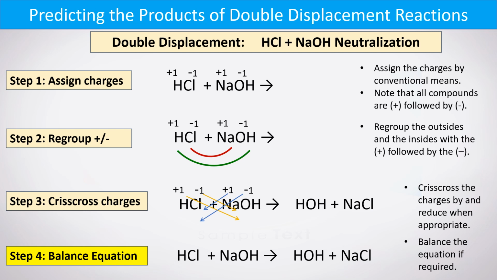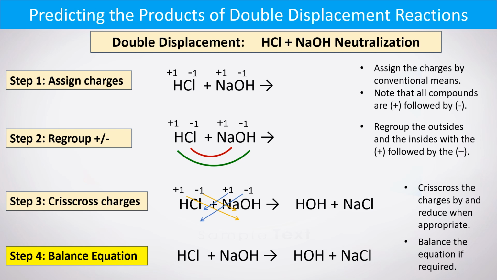Here's an example of a double displacement reaction, HCl plus sodium hydroxide, a neutralization. Step 1, you assign the charges. In this case, these are all monatomic charges, so they all have +1 or -1. So we have hydrogen with a +1, chlorine with a -1, sodium +1, hydroxide -1. You assign these by whatever conventional means you use for assigning charges.